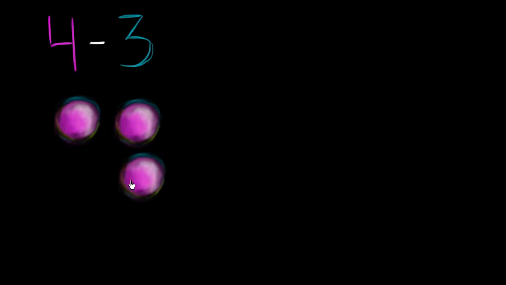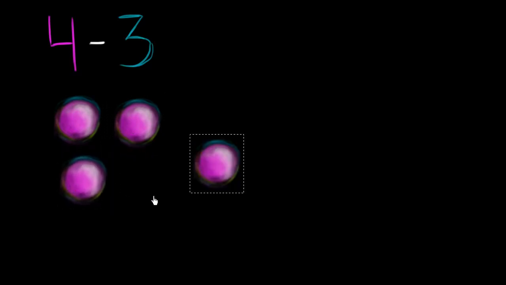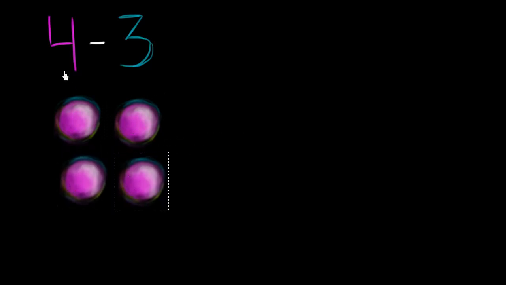So there I have 1, 2, 3, and 4. And so this is the 4 objects right over here. And when I say minus 3, or if I'm going to subtract 3 from the 4, one way to think about it is I'm going to take 3 of these 4 objects away.